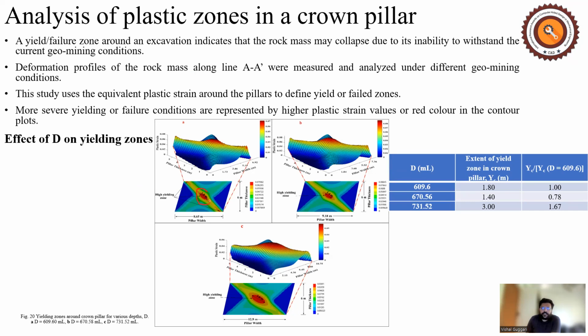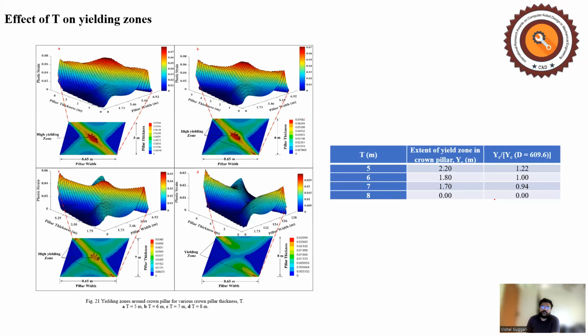Here the extent of the yielding zone has been measured and noted in the table. As you go deeper and deeper, the extent of the yielding zone is increasing. When it comes to pillar thickness, as you increase the pillar thickness, the maximum yielding zone is reducing, and even the extent of the yielding zone, if you observe from the figure, is reducing.